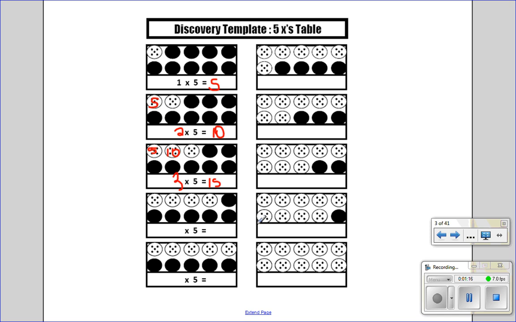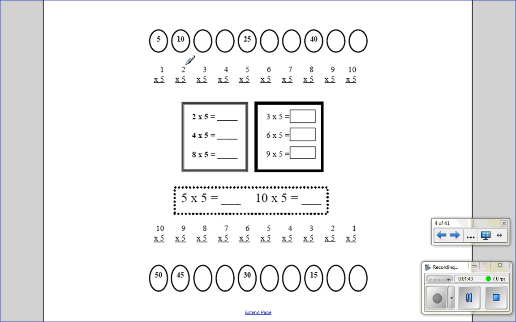The idea is that by the time you get down to the 10th one, we don't want the kids to have to count all 50 dots. We want them to say, well, this is 5, this is 10, 15, 20, 25, 30, 35, 40, 45, and then they would count the last 5, and then they would write the fact: 10 times 5 equals 50. Okay, and then I guess theoretically they would erase at that point and go on to the back side, which is this one. This is just to show the patterns in numbers.